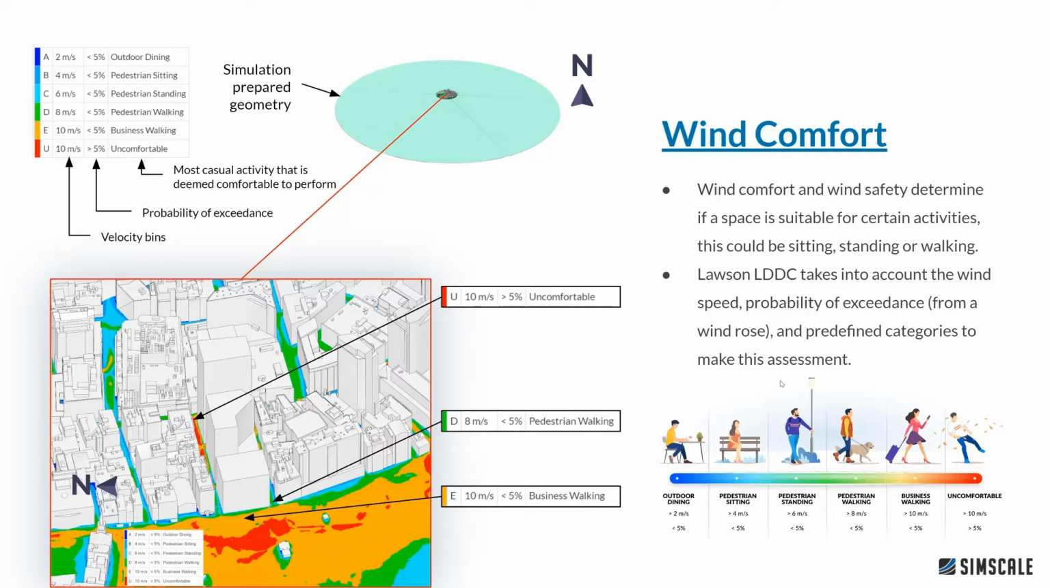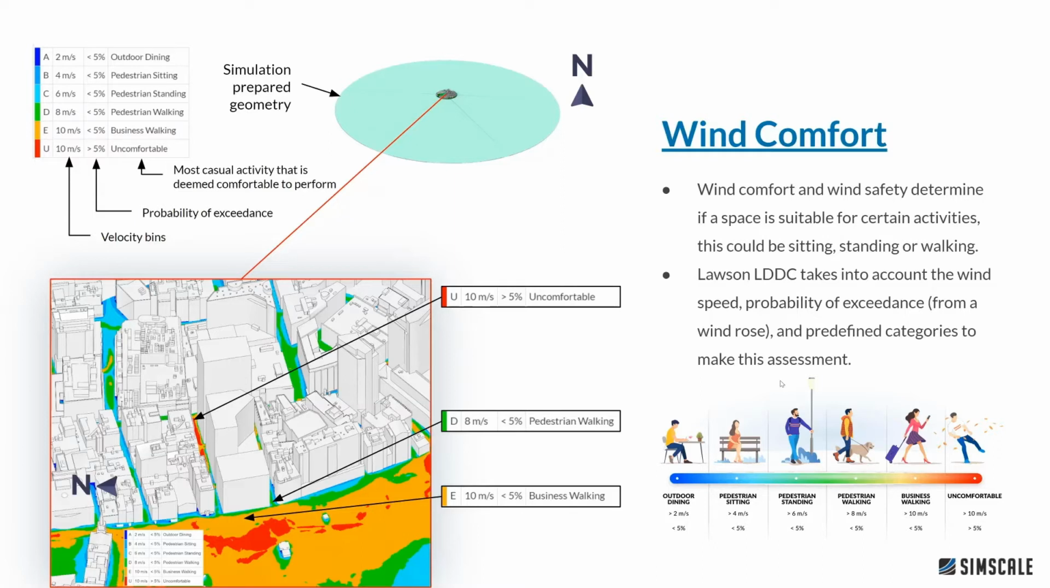So the first key result that we get out of these pedestrian comfort simulations is pedestrian comfort and pedestrian safety. And this is essentially a breakdown of what pedestrians would be comfortable doing in what locations. So you can actually see on the image on the left, this is our case that we're talking about today, where people would be comfortable standing, walking, either in a business manner or a pedestrian manner. So if you're walking with a mission, then that would be business walking.